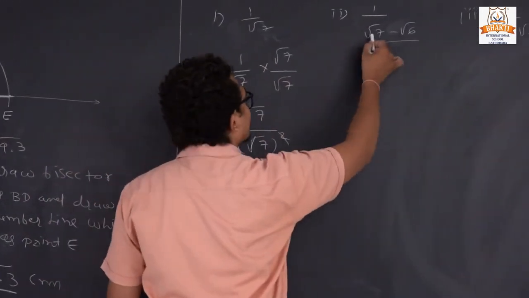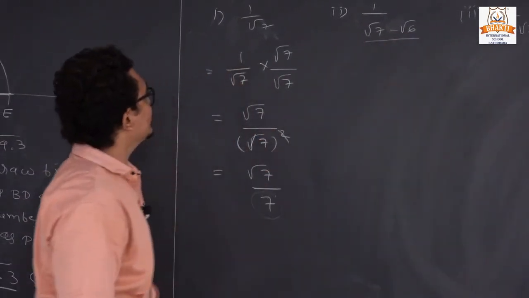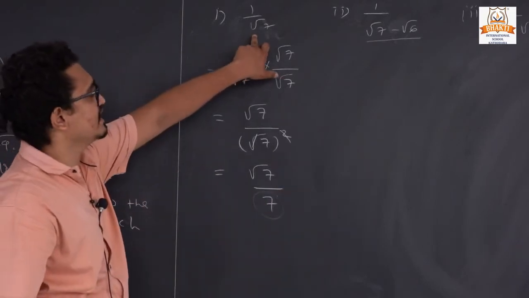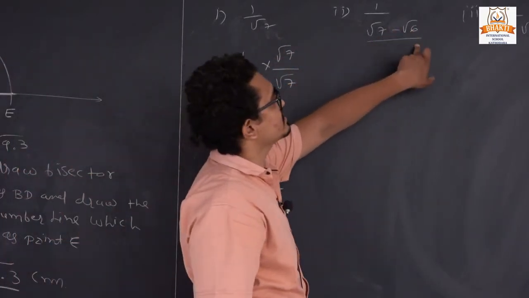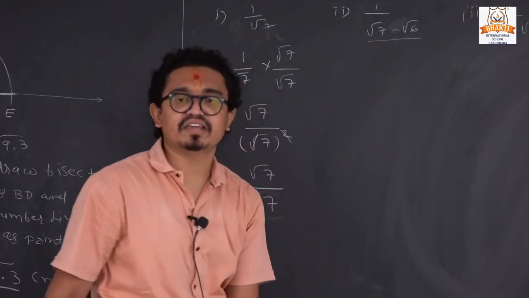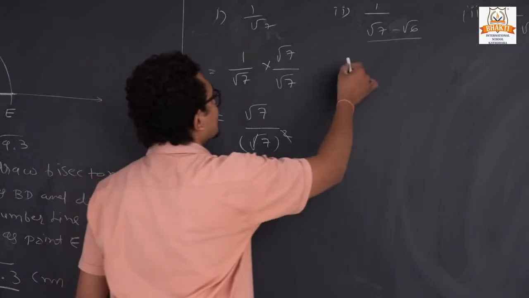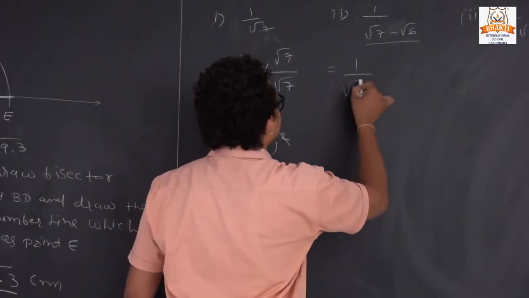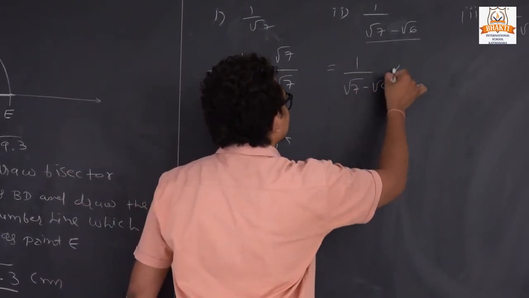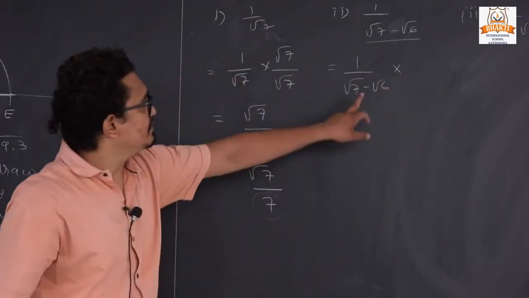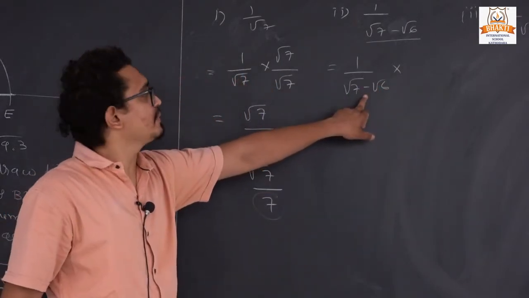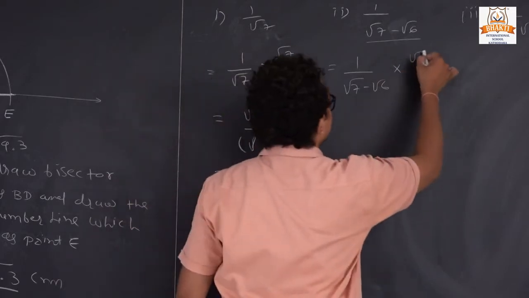Once again, in that question you can see that here we have only under root 7, and here under root 7 minus under root 6. So we are using surds. In a previous standard, you can perform the step like that. Here we have a minus sign between them, so we take the surd with a plus sign.